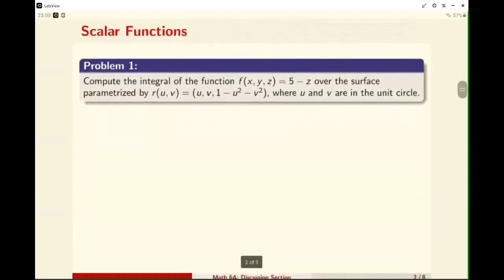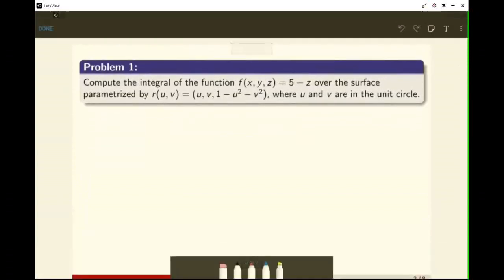So what does this look like? We've got problems like this that we might want to deal with, where we've got our known function, and we know our surface with this parameterization, and here we're thinking over the unit circle. Our first goal is to figure out what this normal vector is and what the function evaluated on our surface is.